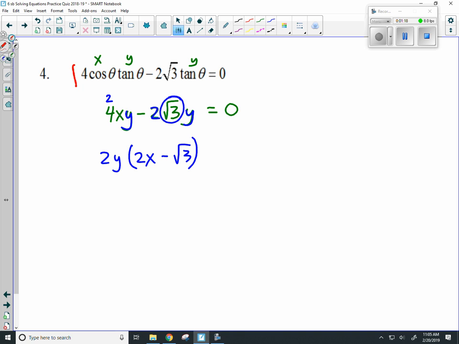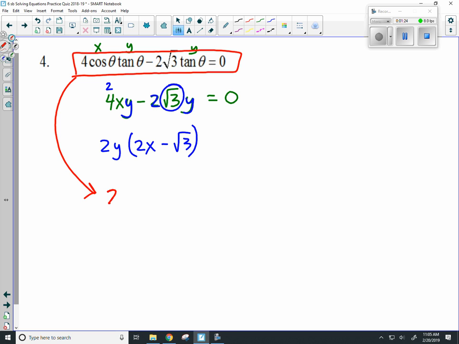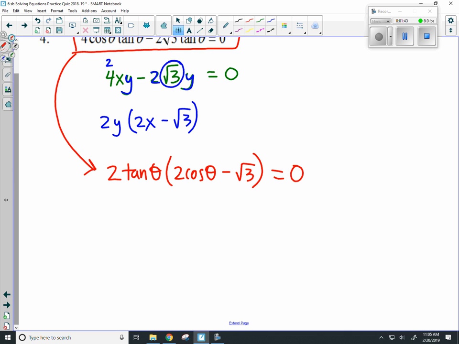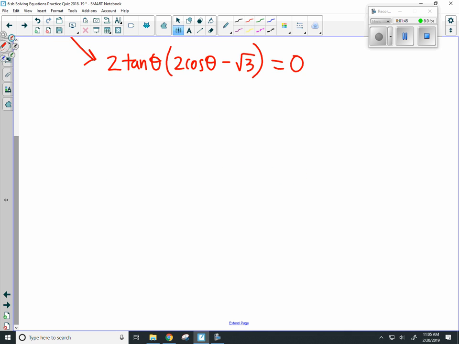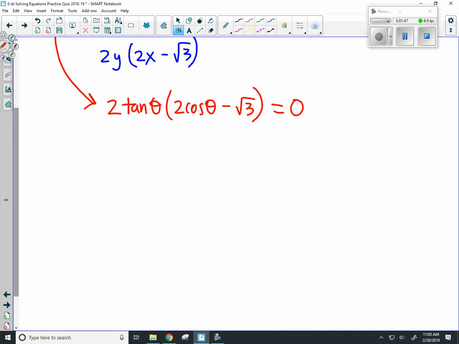If you just want to keep it written as is and factor it, same idea, except what you'd be taking out instead of a y would be a tangent theta. What you'd be left with would be a 2 cosine theta, and then minus just the square root of 3. So I think the tricky part in that one is just getting it factored to begin with. And once you get it factored, you can set each of your factors equal to 0 and solve.